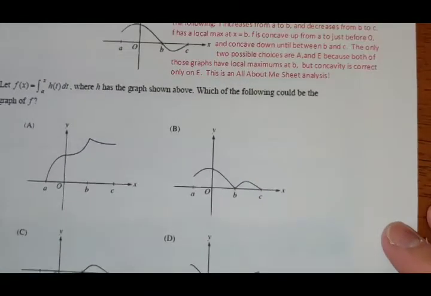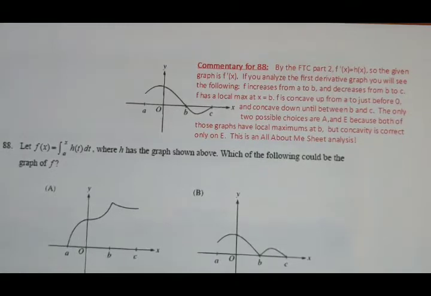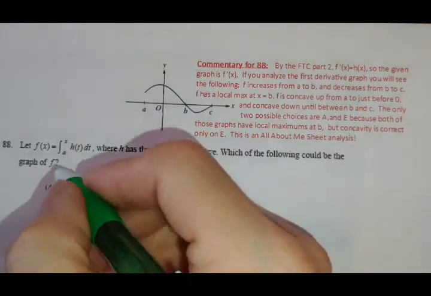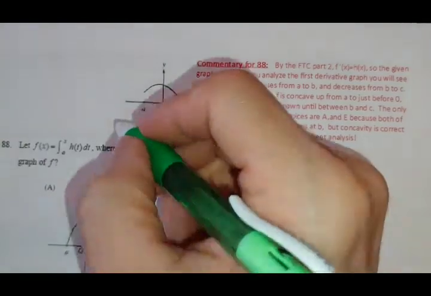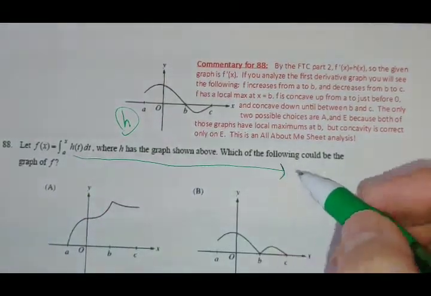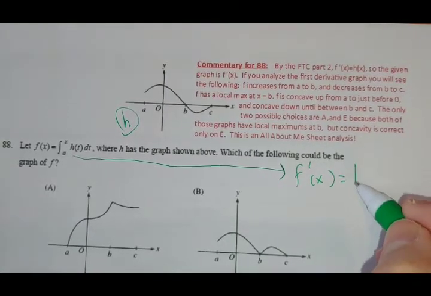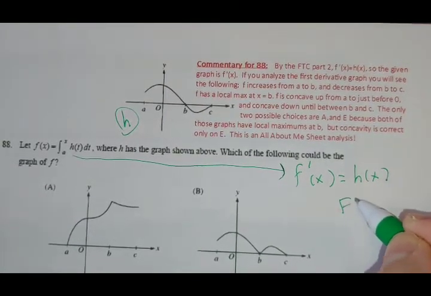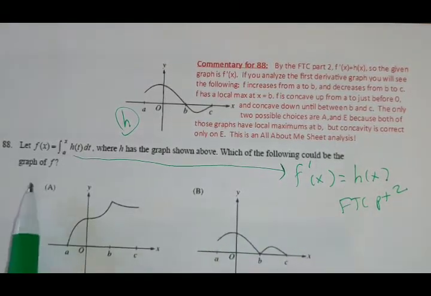Okay. In number 88, now we're back to the "all about me" sheet. You'll notice that's a big theme of this test. We have f of x given to be a definite integral where h is the graph shown above. So this is the graph of h up here. We know from the FTC part 2 that f prime of x is equal to h of x. That's FTC part 2. Which of the following could be the graph of the original function f?